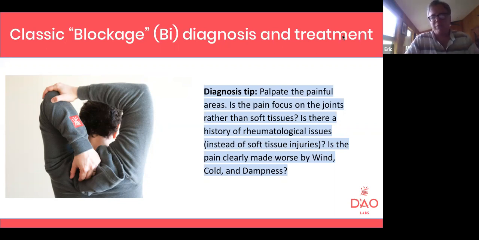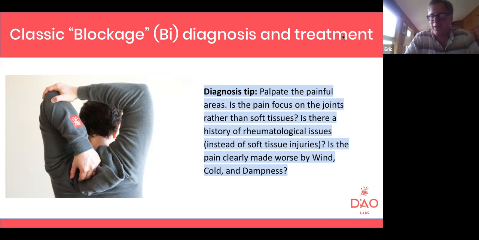Here you're going to ask some different questions. Is there a history of rheumatological conditions? Perhaps this patient may have already seen some specialists. They may have a diagnosis of rheumatoid arthritis or something like that. They may also come in with a diagnosis of fibromyalgia. I'll talk about that in a second. That could be a bit confusing.